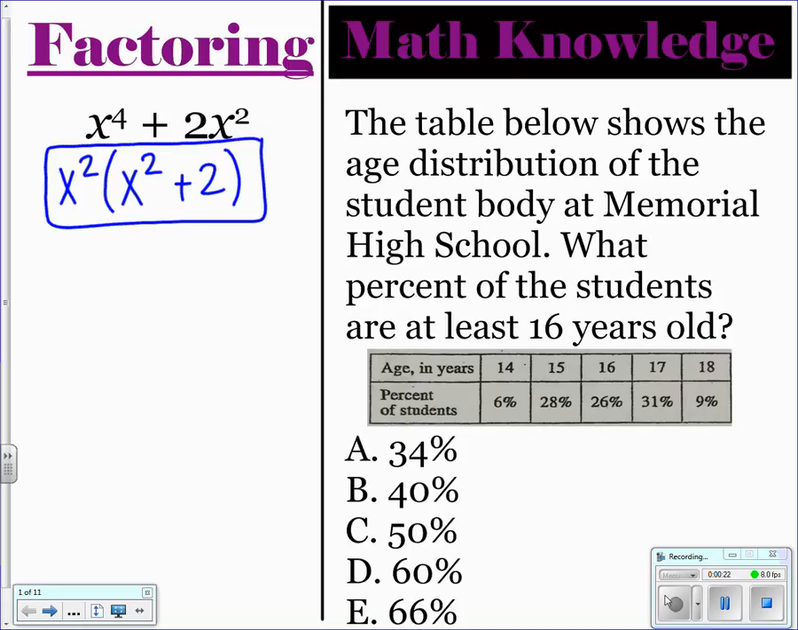For the math knowledge question, it asks what percent of the students are at least 16 years old? Well, those that are at least 16 fall into either the 16, 17, or 18-year bracket. So all you do is add up those percentages. 26% plus 31% plus 9% gives you 66%. So E would be your answer there.